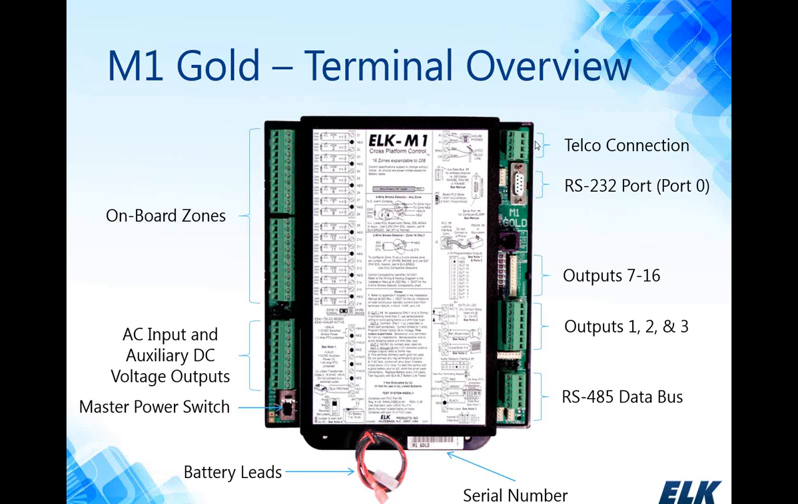In the upper right-hand corner of the board, we have our terminal block for our telephone connection. Below this, we have the M1's RS-232 serial port. In the middle of the right-hand side, we have our low voltage outputs, and we have outputs 1, 2, and 3. In the very lower right-hand corner, we have the M1's RS-485 data bus connection, and we're going to go over some of these connection points as we go through the webinar today.